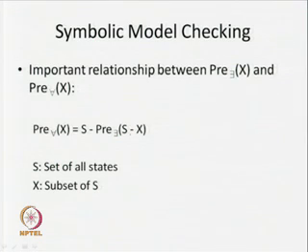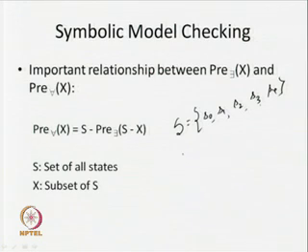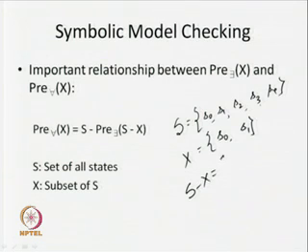Now, say I am having a given set of states, say s equal to s0, s1, s2, s3, s4. Okay. Now, say that I am having a subset x which is having s0 and s1. Now, in this particular case, if I am having s0 and s1 as x, then what is my s minus x? S minus x is basically s2, s3, s4.